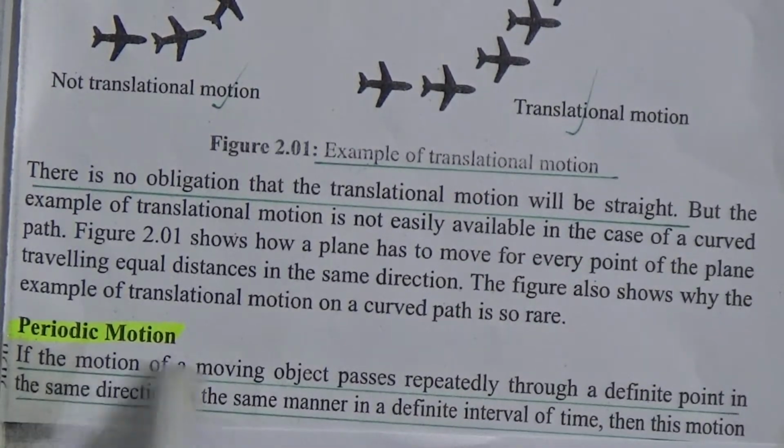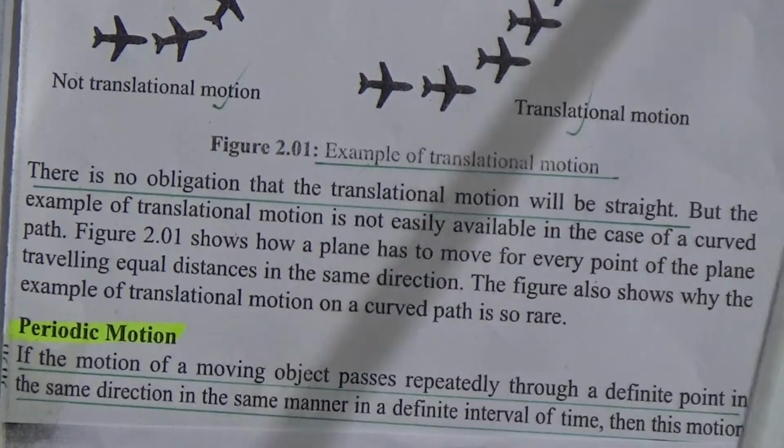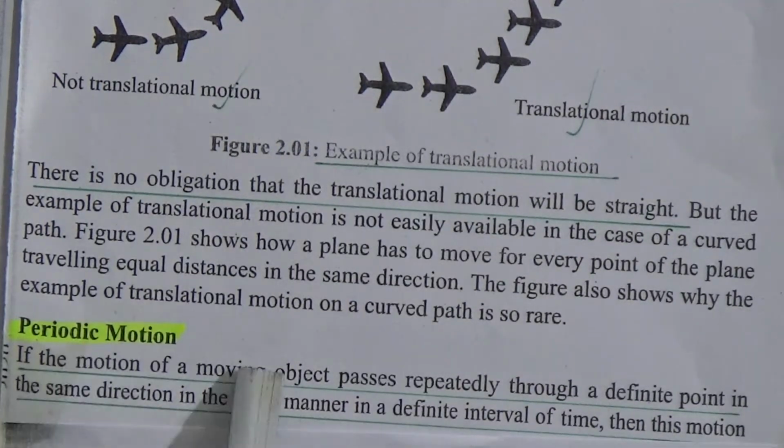Now go to the next topic, periodic motion. If a moving object passes repeatedly through a definite point in the same direction in the same manner in a definite interval of time, then this motion is called periodic motion. The vibrational motion of our heart is periodic.